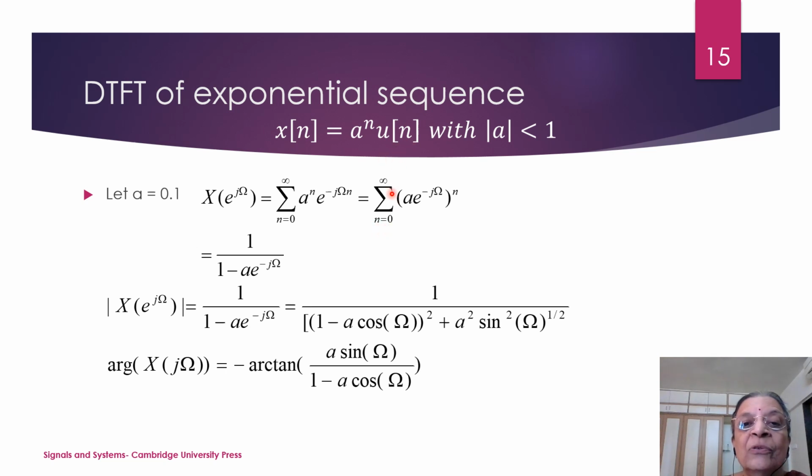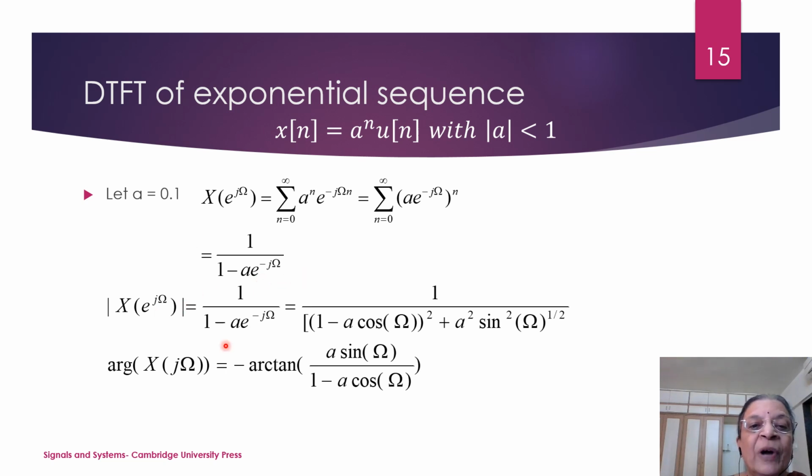So n is equal to 0 to infinity. I put it inside the bracket, a e raised to minus j omega, raised to n. So whatever is there inside this bracket will appear here. So how to write the closed form expression? 1 upon 1 minus whatever this bracket is, so 1 minus a e raised to minus j omega.